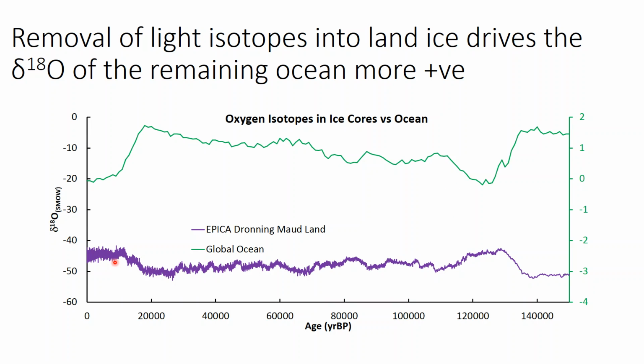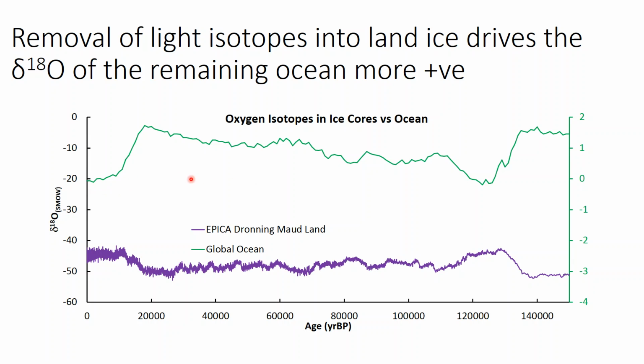So actually we can see what the effect of that is on the ocean remaining. And I've just changed the ocean composition here in green to a second scale over here. So I've effectively made the scale 10 times as big. So we can actually now zoom in and see that there is actual variation on glacial interglacial cycles of the ocean composition.